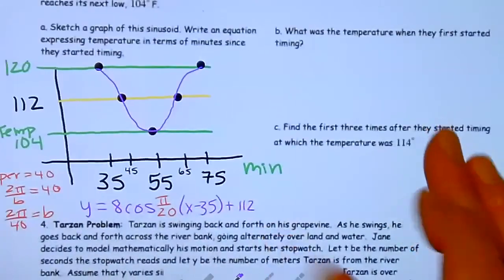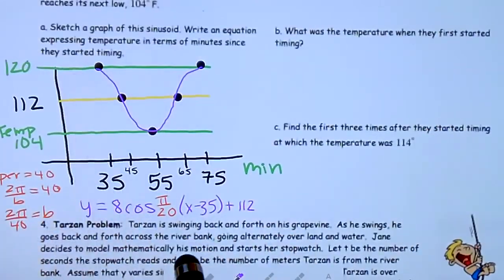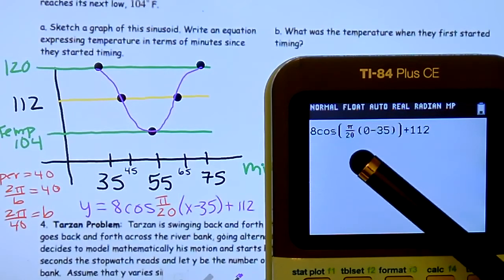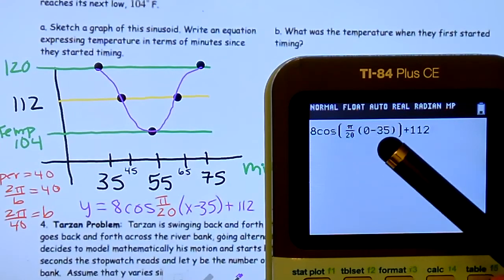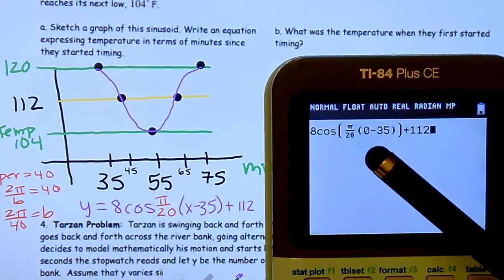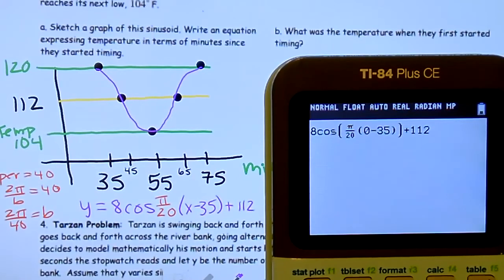Okay, so basically we want to know what was it at 0. So I'm going to put 0 into this equation. Okay, so I'm typing in 8 cosine pi over 20, 0 minus 35, because we want to know the temperature when they first started timing, which would have been at 0. Make sure to close your parentheses, make sure your calculator's in radians. And we end up with 117.66, let's say degrees, 117.6.